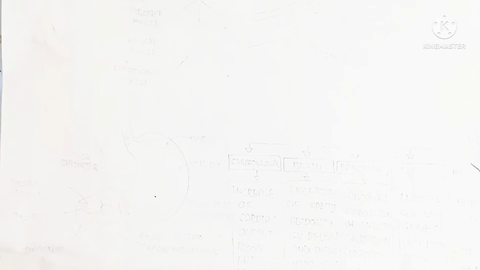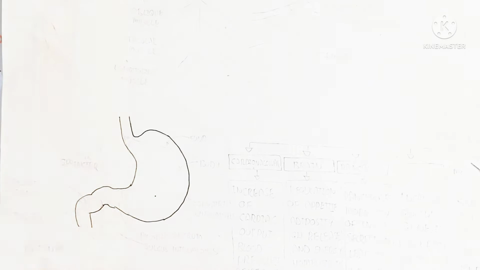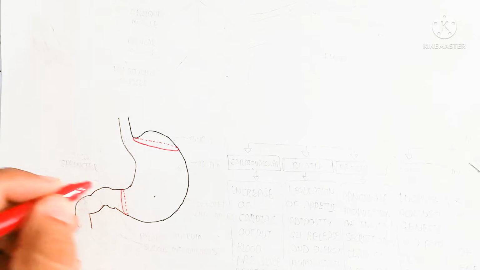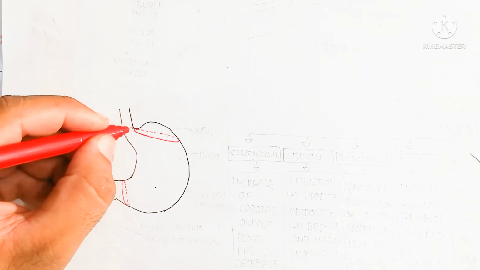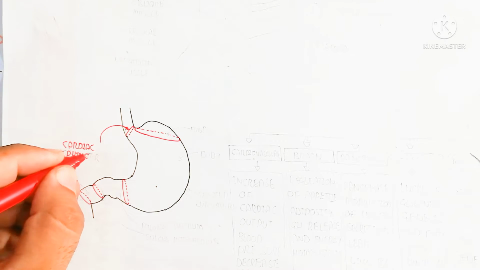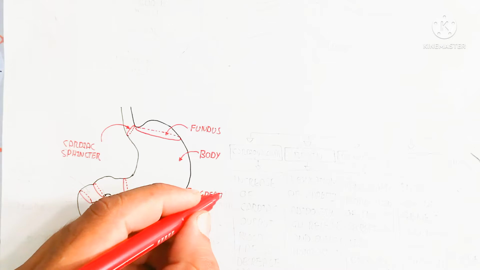On the other hand, let's look at a simple diagram of the stomach again, without the cross section. This is the cardiac sphincter at the upper part, and this is the fundus region, and the lower part looks like this. The cardiac sphincter opens so that the food will move into the stomach.